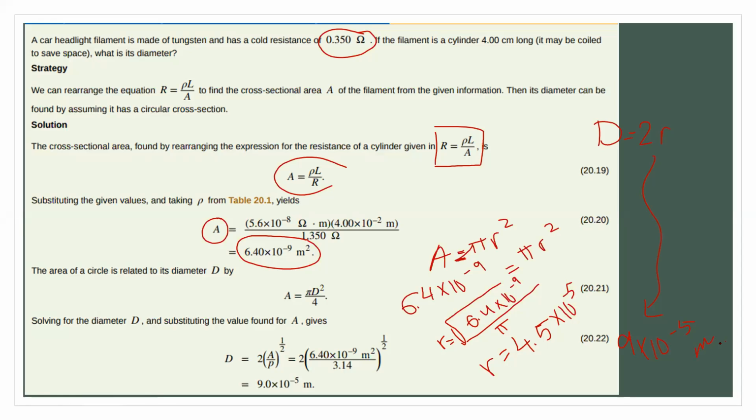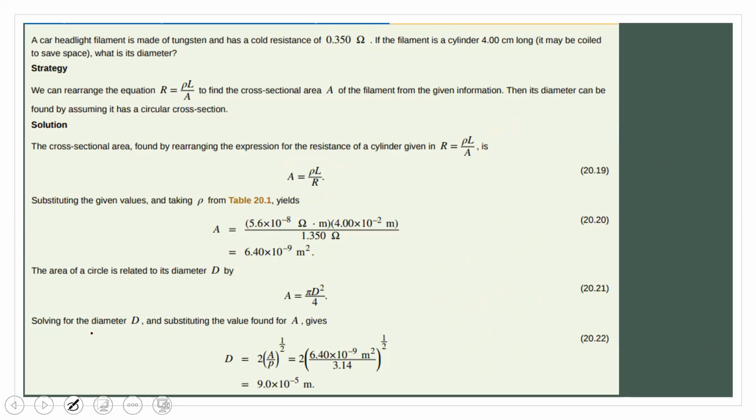Yes, teacher. So don't forget the resistivity. You have to find it from the table, or it will be given. And the length must be in meter. If I give it to you in millimeter, you have to convert the answer. If it is 3 millimeter, you have to write it in meter, which is 3 times 10 to the power negative 3. If it's 3 centimeter, you will tell me it's 3 times 10 to the power negative 2. You have to write the answer in meter.